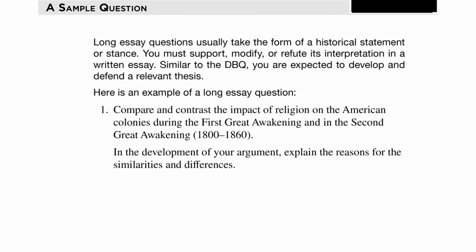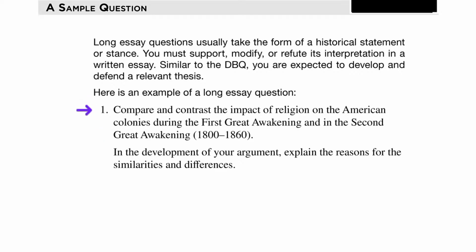Let's take a look at an example of a long essay question. And once again, when we read it, we want to focus on keywords that we might even need to define in our essay if they're vague at all. And we need to make sure we really understand what the question is asking. So this one says, compare and contrast the impact of religion on the American colonies during the First Great Awakening and in the Second Great Awakening.